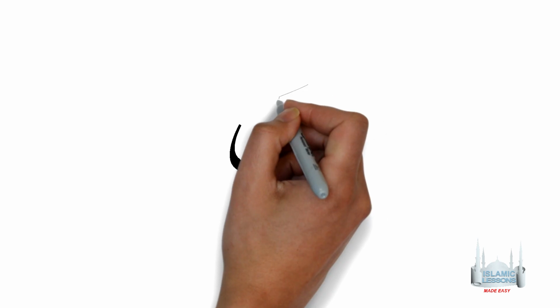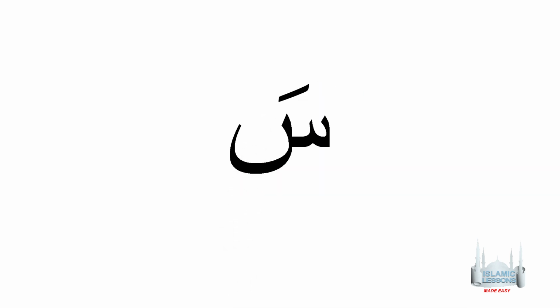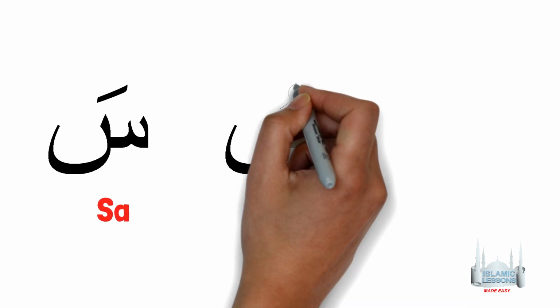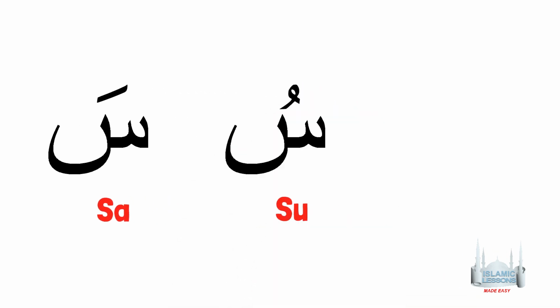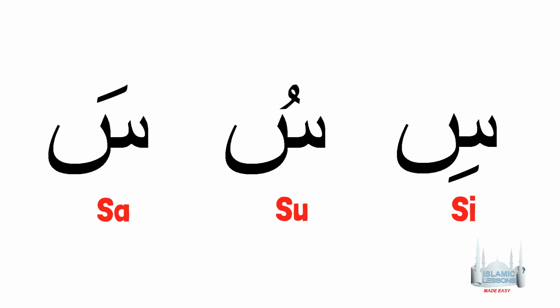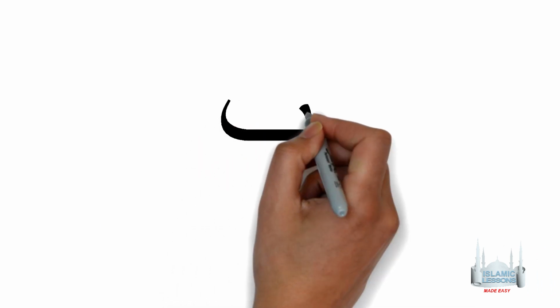For example, this letter is called Seen. If we put a Fatha on top of it, it will be pronounced as Sa. If we put a Dhammah, it will be pronounced as Su. And if we put a Kasra, it will be pronounced as Si. Sa, Su, Si. Let's practice some examples.